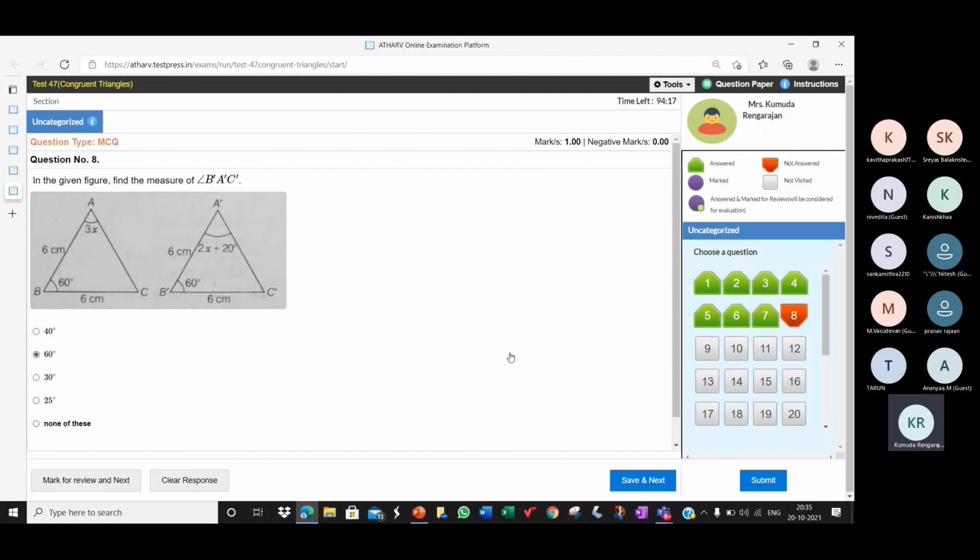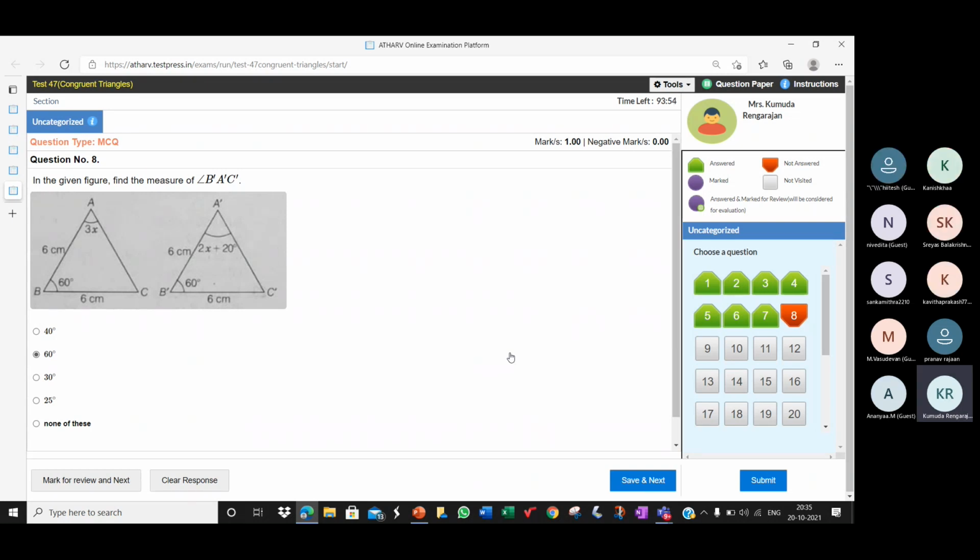Because AB is 6 centimeters. A dash B dash is also 6 centimeters. So equal sides. Angle B and angle B dash, 60 degrees. BC is equal to B dash C dash, 6 centimeters. So by the SAS rule the two triangles are congruent. Angle A is equal to angle A dash, CPCTC.